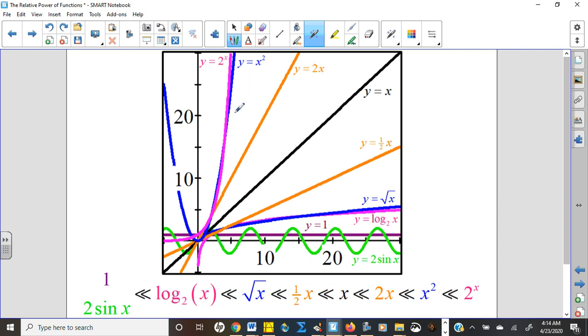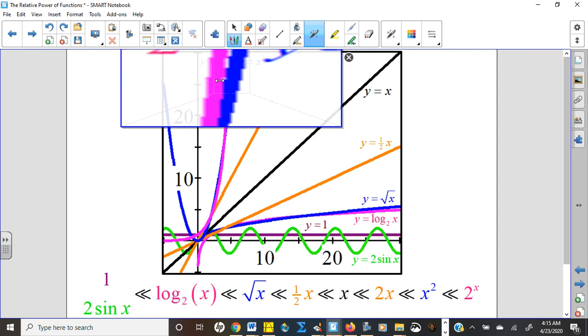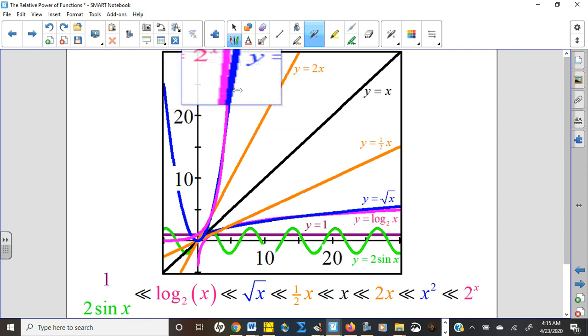For a while, it almost looks like x squared may be more powerful than 2 to the x, but we can see up here that if we're patient, the pink graph, the 2 to the x, the exponential graph, has already passed x squared by the time we get to about 2 or 3 in here. And you're going to see how much more powerful it is as we continue to follow it up.